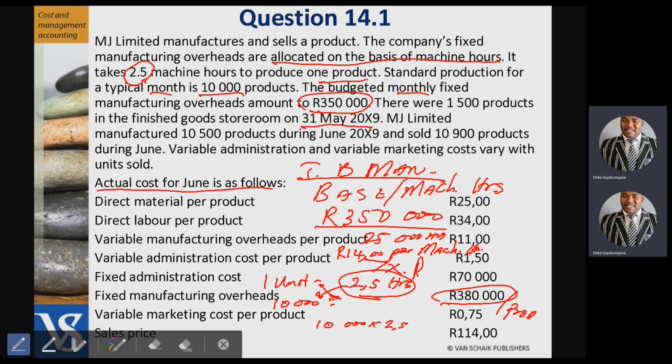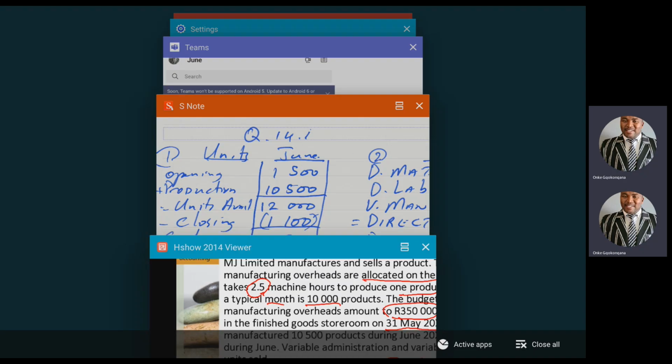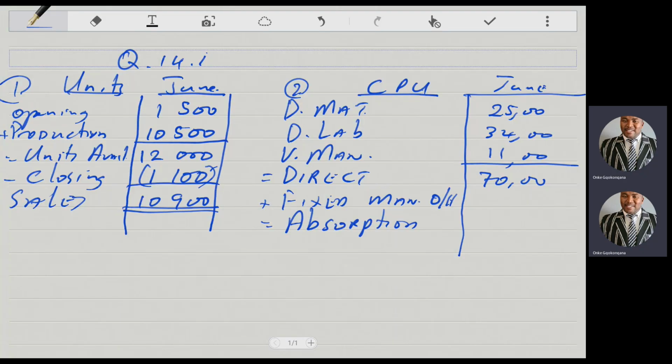Then it will give you 35 rands. 35 rands is then equal to 1 unit. So this is what we're looking for. I hope that one was clear to everyone. So we've got 35 rands, so it will be 70 rands plus 35. So the cost per unit according to absorption is going to be 105. Then you're done with your second step.